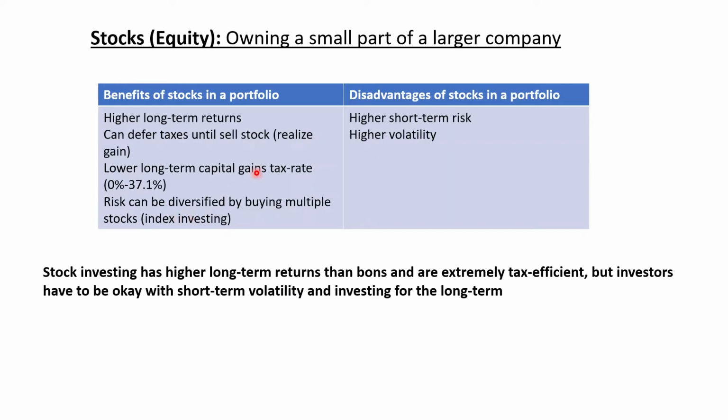So now let's talk about the disadvantages of stocks in a portfolio. When you invest in stocks, there's higher short-term risk. There's more volatility, so the price can go up and down a lot. So if you're investing for the short term, it can be very risky, right? Long term, not as much, but you're getting the advantage of higher long-term returns, and you're paying the price with higher volatility relative to bonds.